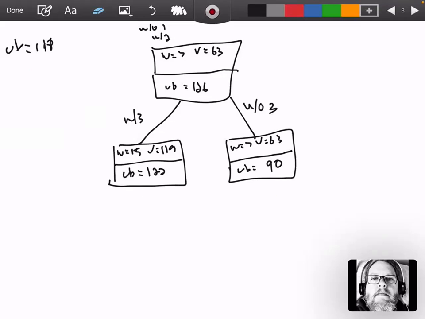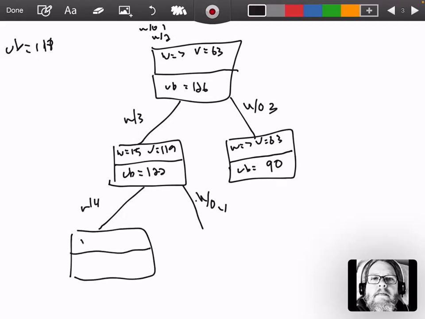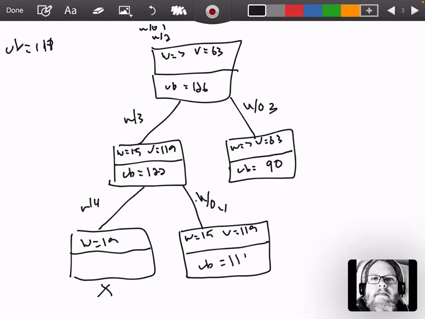This one will be the last one that we can do here. The with 4 and the without 4. So the with 4 is going to give us a weight of 19, which we can't do. The without 4 is going to give us a weight of 15, a value of 119. So our upper bound here is equal to 119. And this is the optimal solution. So this is saying with 2 and 3 is our optimal solution.